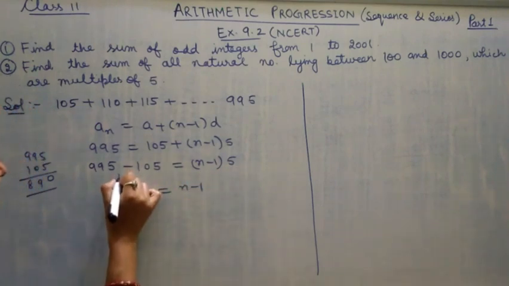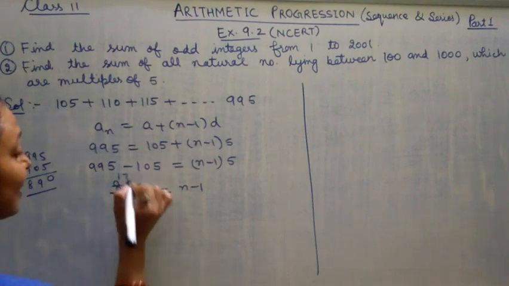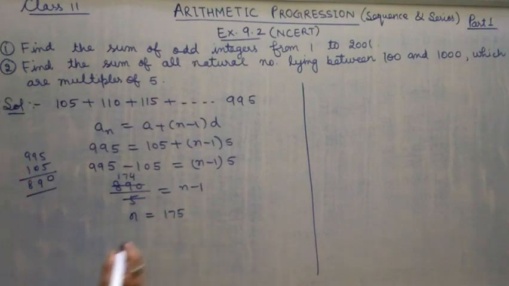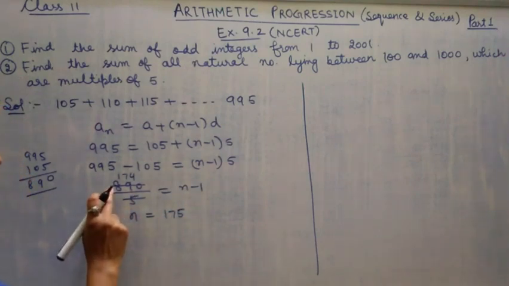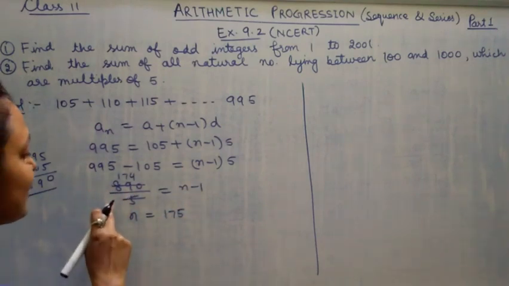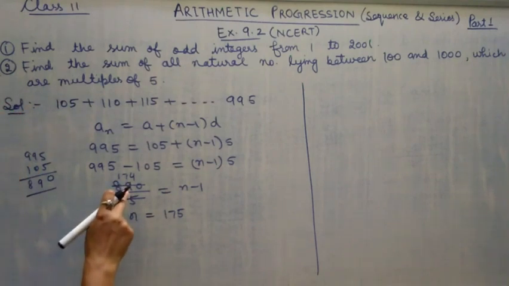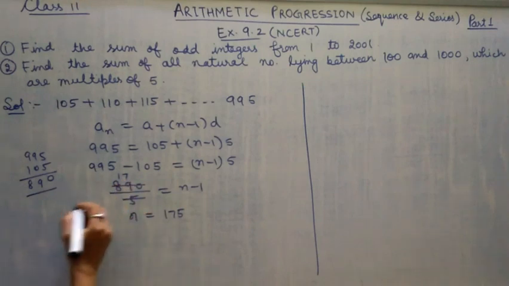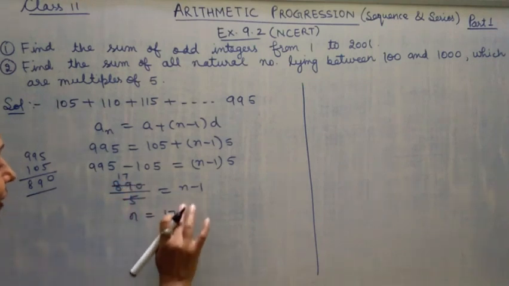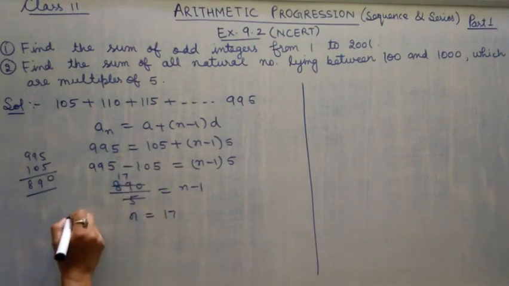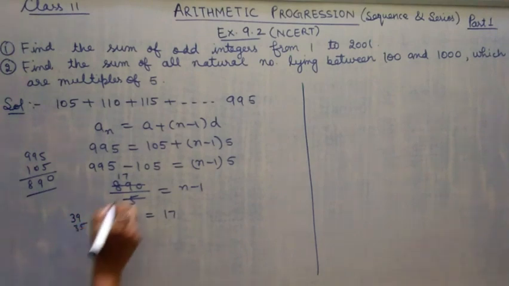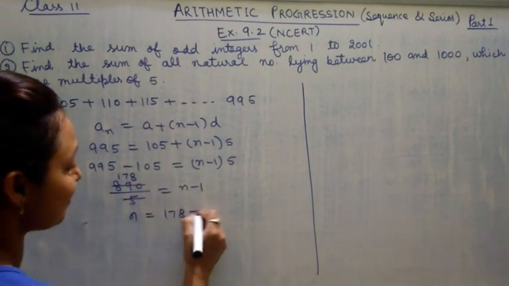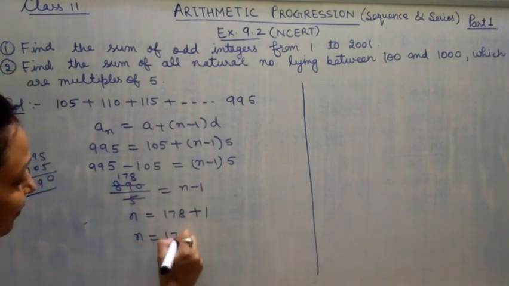After cancellation, 5 and the 5. 5 sevens are 35, 5 fours are 20. So n is equal to 175. Okay, I will again check: 5 ones are 5, 6, 7, 8, 5 sevens are 35. When you subtract this 35, it will equal 35. Now 39 minus 35, that is 4, that is 178. So this is 178 plus 1, that is n equals 179.